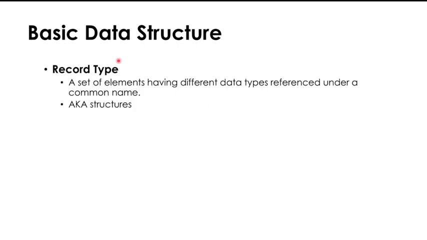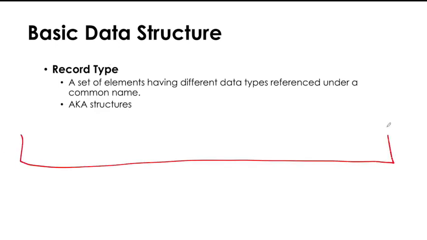And then next we have the record type. A record type is a set of elements having different data types referenced under a common name. You might be familiar with structures. So that is a record type. A structure basically looks like this.